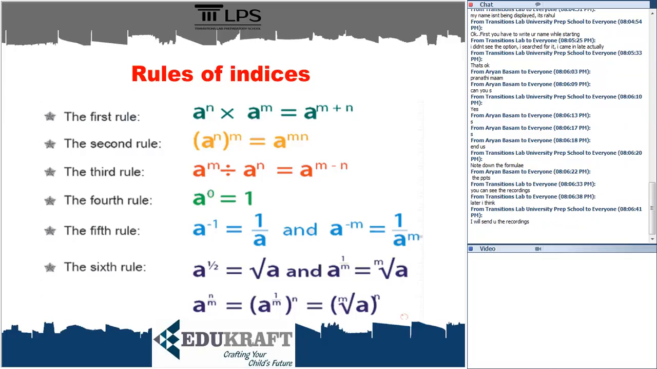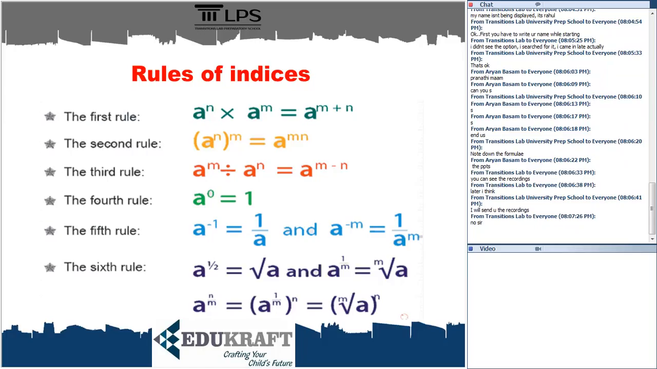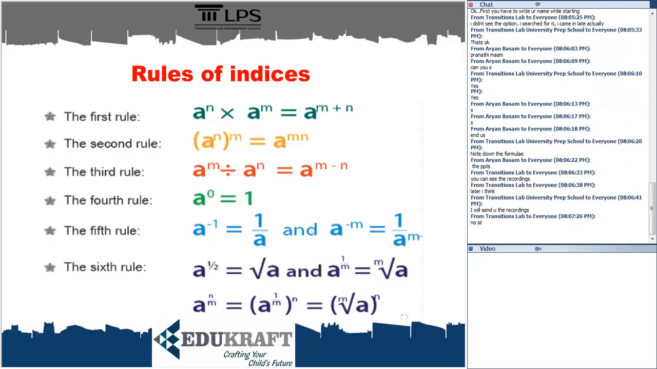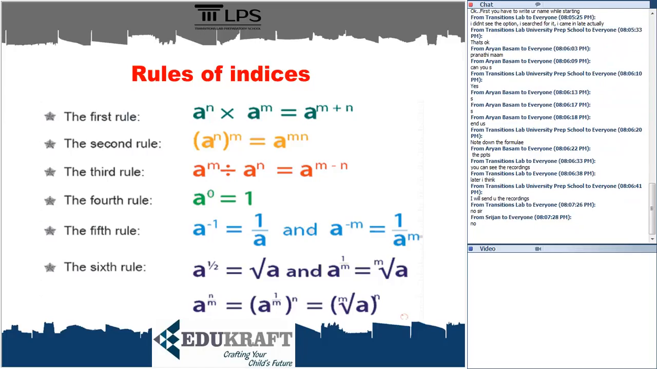I have shown these rules as rule 1, first rule, second rule, third rule, fourth rule, fifth rule, and sixth rule. Let me know on the chat if there is any problem with any of the rules. Okay, great. So I will move to the next slide, which has got an example.